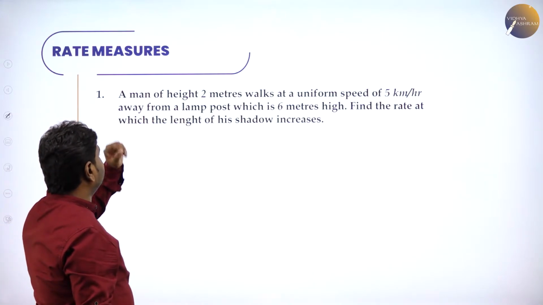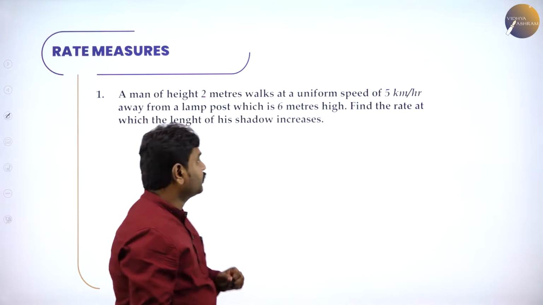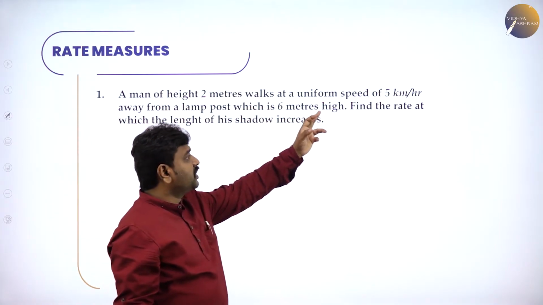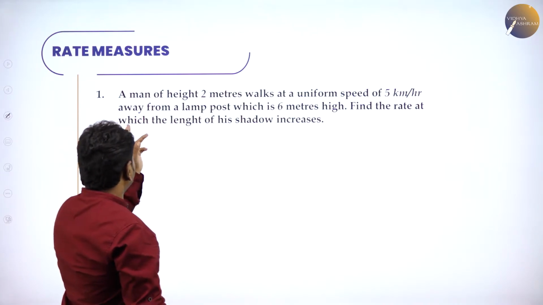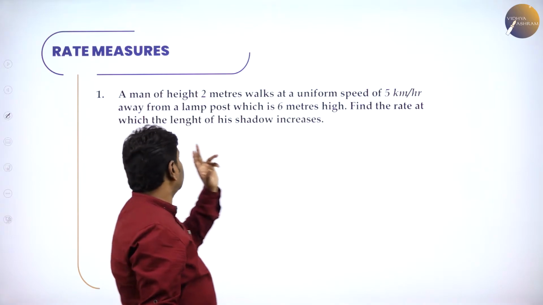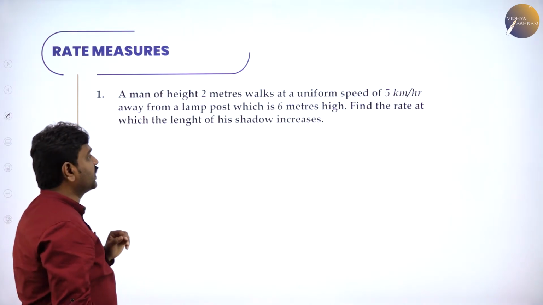So now in rate measures, again this is a triangle based problem. A man of height 2 meters walks at uniform speed 5 km per hour away from lamppost which is 6 meters high. Find the rate at which length of shadow increases. So let us draw a diagram for this.